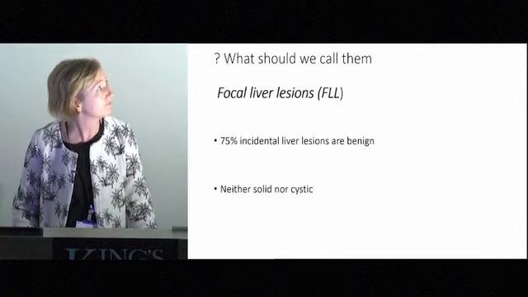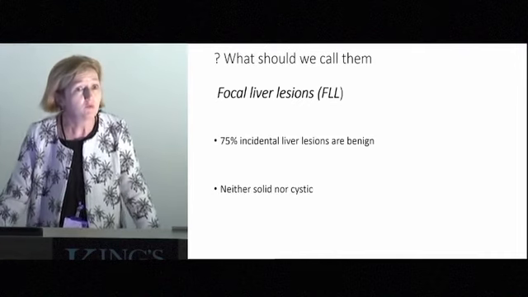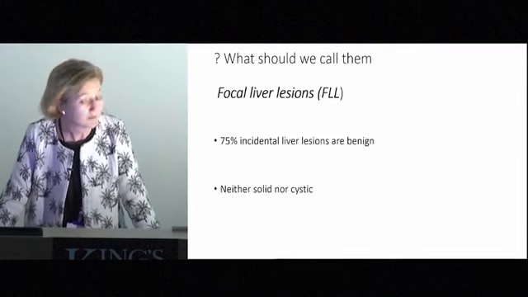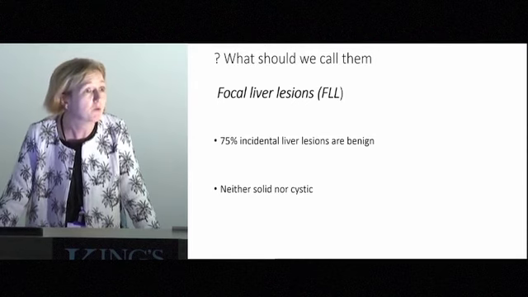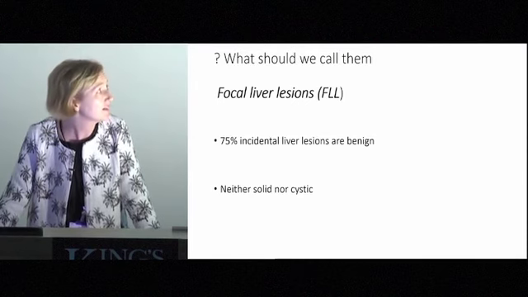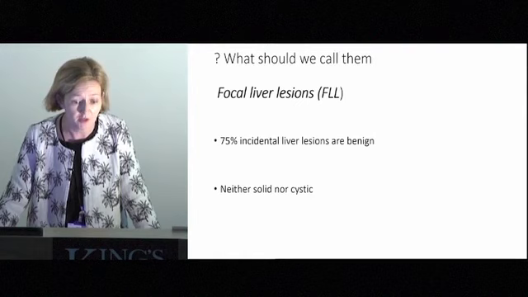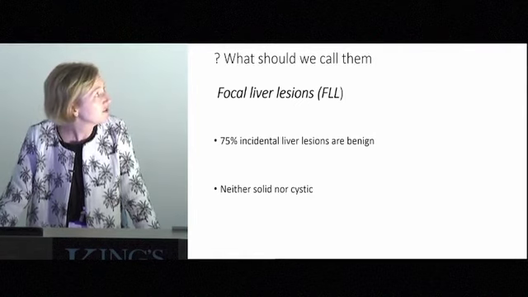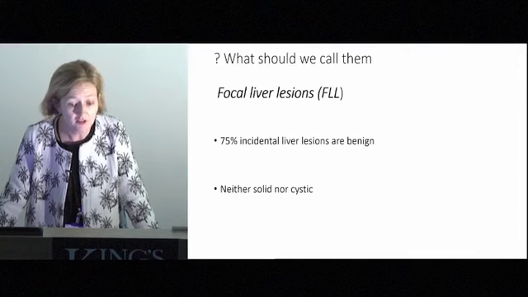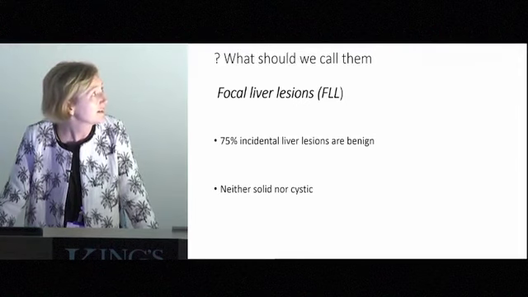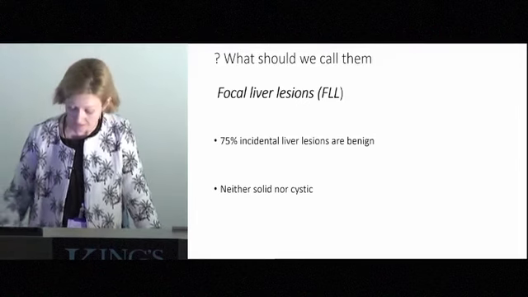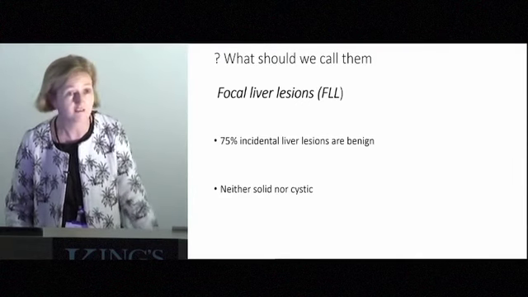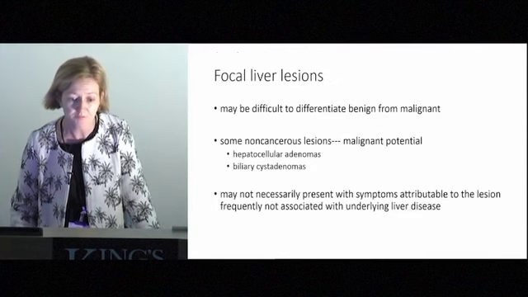What should we call them? When we're discussing it with a patient and we've picked up an incidental liver lesion, we know that most of these liver lesions are benign and incidental and not ever going to affect the patient. So you want to have a nice sort of clear name for them that isn't too threatening, and I think focal liver lesion is a good name. It's neither saying it's benign or malignant, and it's saying it's neither solid nor cystic. It's nice and kind of a nebulous thing to say to the patient.